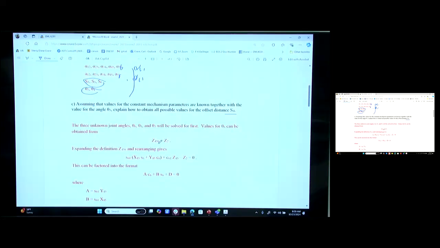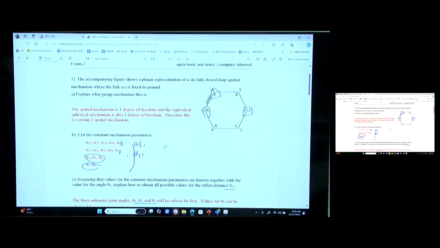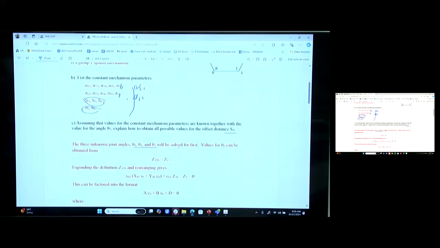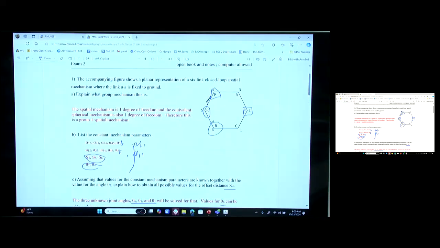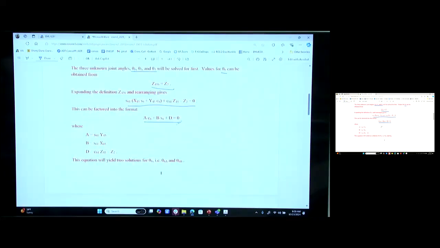Okay, so how did I answer this as far as an engineering essay question? I said, well, there's 3 unknown angles. I'm given theta 5, so the unknowns are theta 6, 1, and 3. Who do I want to solve for first? It was my choice. I decided to go for 6. So when I look at this equation, it jumps off the page: Z4, 5, 6 equals Z2. Made sure that was in the appendix. I expanded it. I said that can be factored like that, where A, B, and D. And then I just said I know I'm going to get 2 answers.